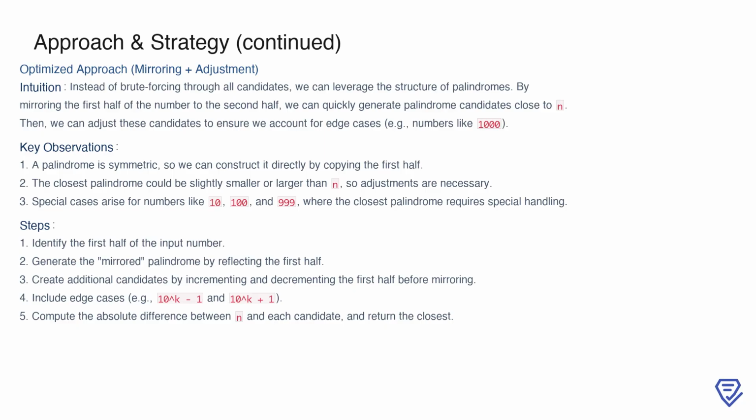The steps in this approach include identifying the first half of the input number, mirroring it to generate a symmetric candidate, and creating additional candidates by incrementing and decrementing the first half before mirroring. We also explicitly handle edge cases like numbers close to 10^(k-1) and 10^(k+1). By comparing the absolute differences between n and these candidates, we can confidently return the closest palindrome.